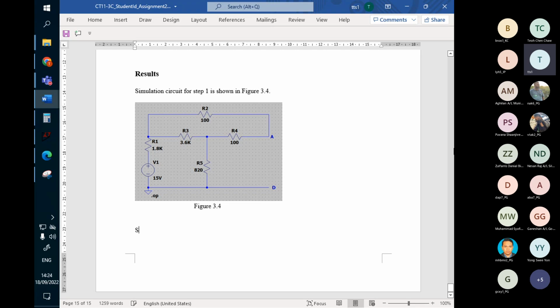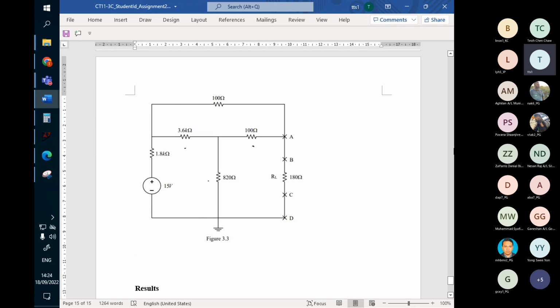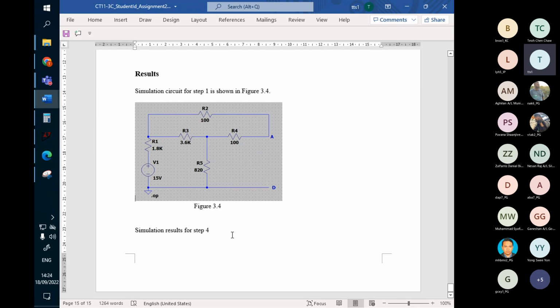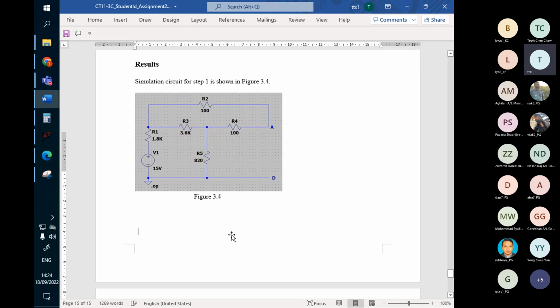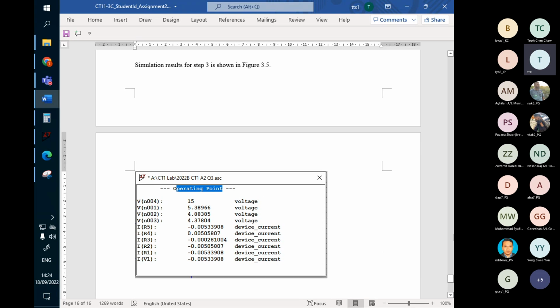We just say that the simulation result for step 4, is it step 4 or step 3? Step 3, is shown in 3.5. Okay, it's down here, figure 3.5. All right, done.